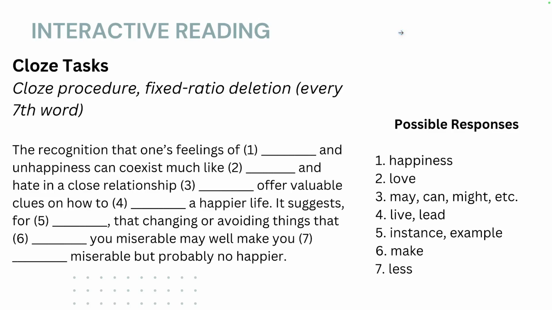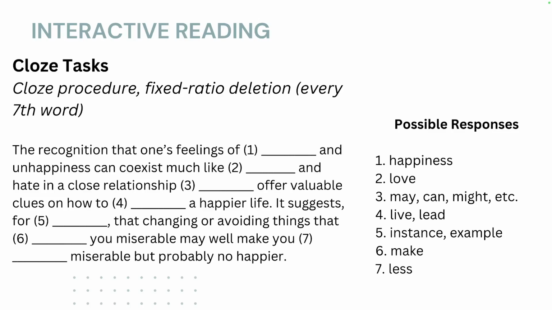So here are what I consider. Now, I only did this in like 2 minutes, so there are more choices, but here are the possible answers that I came up with. So the recognition that one's feelings of happiness and unhappiness. I used my strategy of opposite, because I also looked down below at the next one, something and hate. And I know that that's probably love and hate, because that collocation goes together, right? But so does happiness and unhappiness.